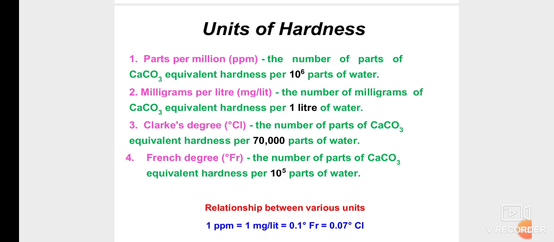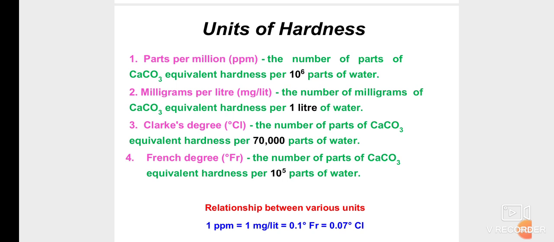Temporary hardness means bicarbonate salts of calcium and magnesium. For example, calcium bicarbonate, magnesium bicarbonate, calcium carbonate, magnesium carbonate. So these are the two types of hardness.